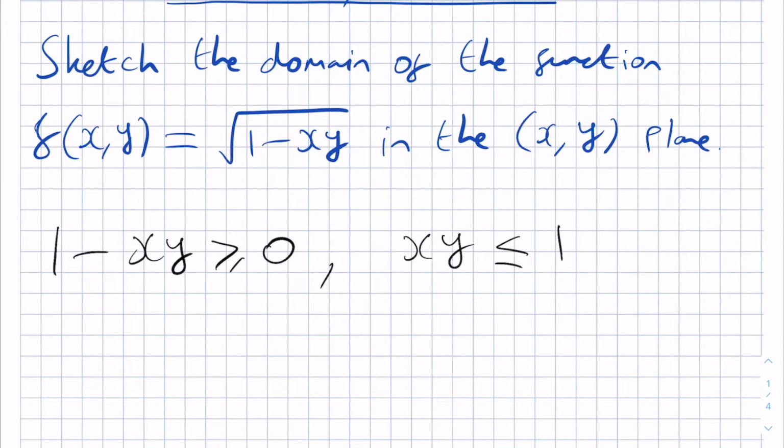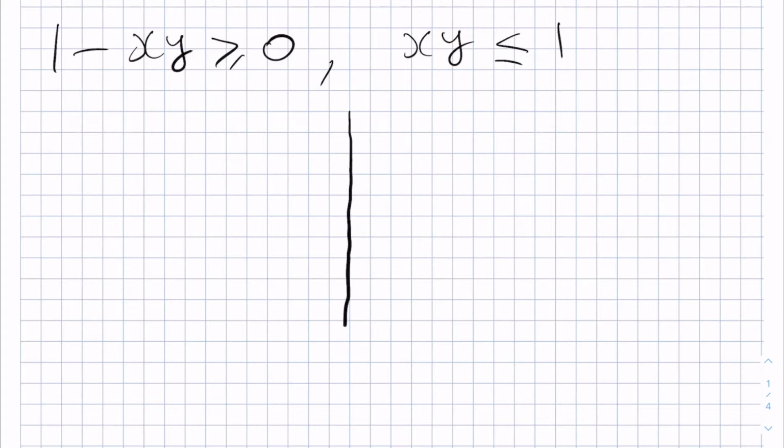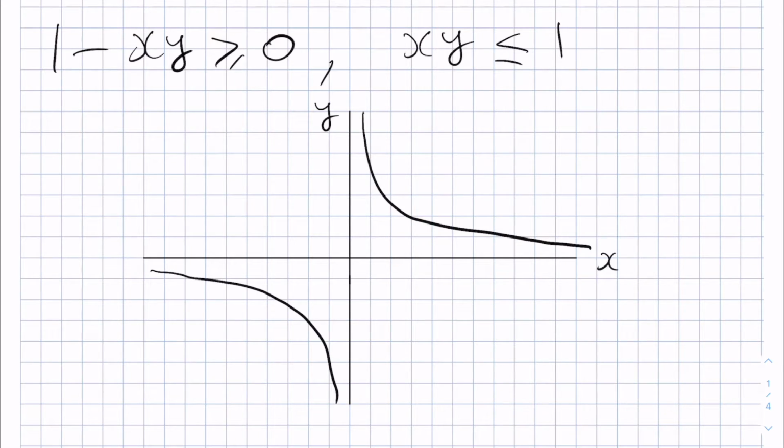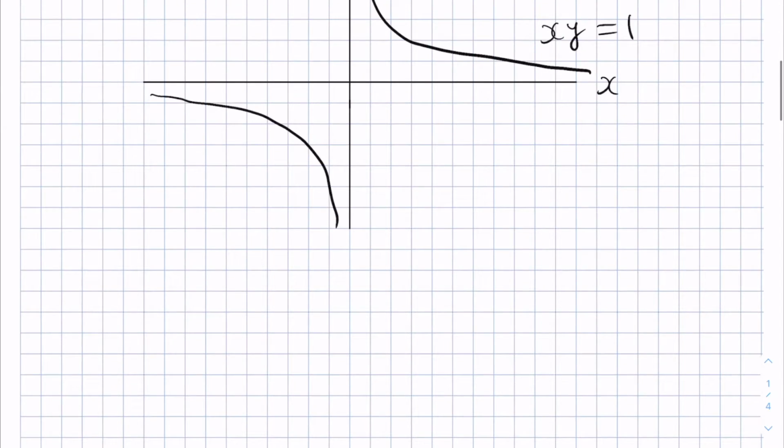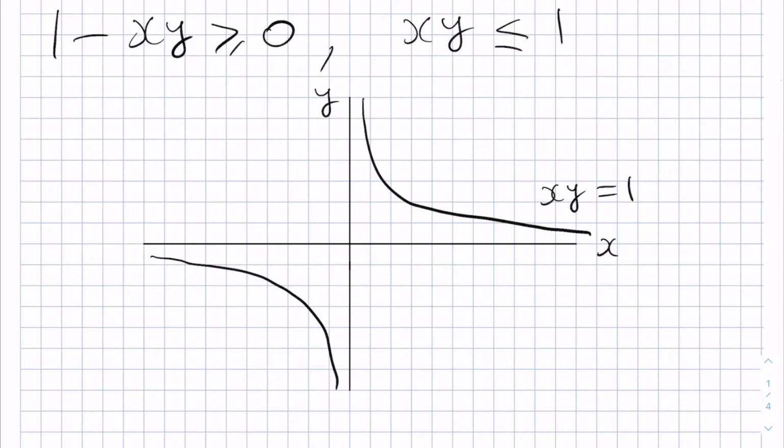We begin by sketching the graph xy equals 1 and then identify regions that satisfy this inequality. So in this diagram, we have sketched the graph xy equals 1, which is equivalent to y equals 1 over x, as we have sketched here.